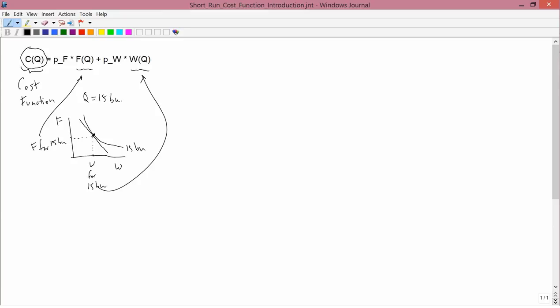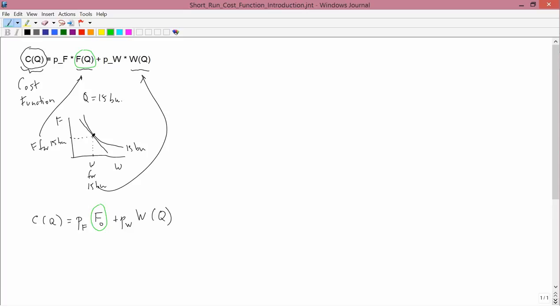We're going to consider instead a simpler problem. C of Q equals PF times one particular fixed value of F, I'm going to call it F naught, plus PW times W of Q. So the only thing I've changed is that what I wanted to calculate was F of Q, but that was too hard. So instead, I have here a fixed value of fertilizer.